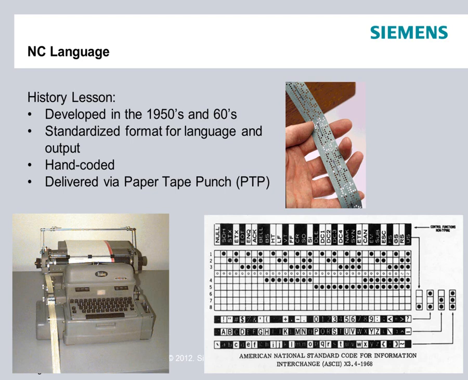Initially these were hand coded, so somebody would sit down at a special typewriter called a Flexowriter and then type out the words one by one, G00, G90, G71. And then it was typically delivered to the machine via a paper tape punch. In fact, if you'll notice on our NC code today, our extension for the files that we send to the machine for Siemens is called PTP, short for paper tape punch.